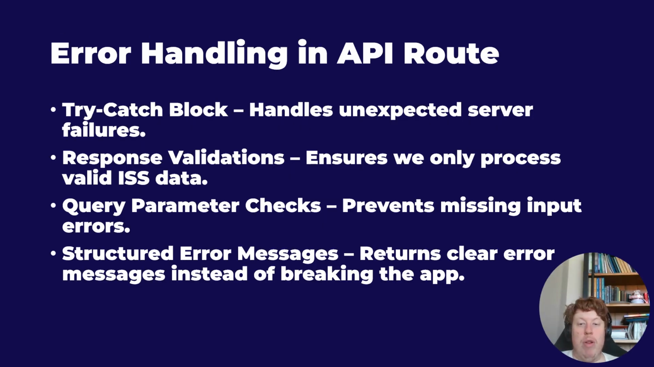We've included multiple error handling techniques in our API route: a try-catch block that handles unexpected server failures, response validations that ensure we only process valid ISS data, query parameter checks that prevent missing input errors, structured error messages that return clear error messages instead of breaking the app. These help ensure our app handles errors gracefully and informatively.